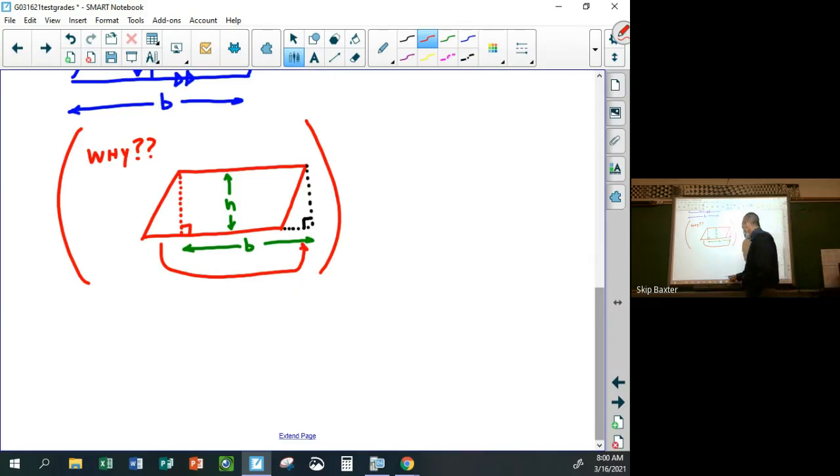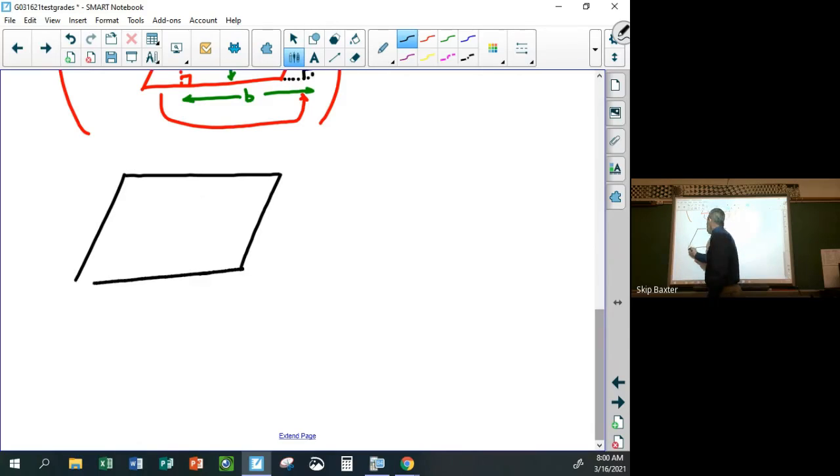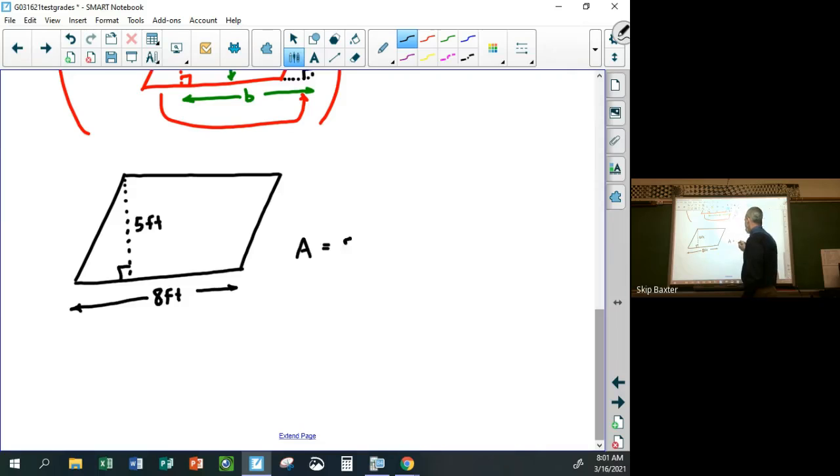So these problems are super easy. They're going to give you the base and the height, and you have to calculate the area just by multiplying them. So if you have something like this, and they told you this was 8 feet, and perpendicular height is 5 feet, then the area would be 8 times 5, 40. And the units, when you're talking about area, are always square units. So this is going to be feet squared, square feet.